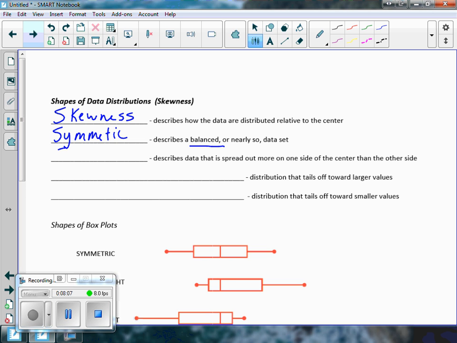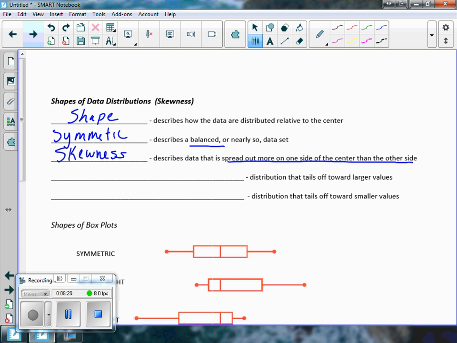And then finally, once again, skewness, which I guess I really wanted this to be shape, so maybe we can change this word to shape. You're probably going to be mad at me because I'm making you erase, but I think I want the better word shape up there. Skewness describes data that's spread out a little more from one side to the other.